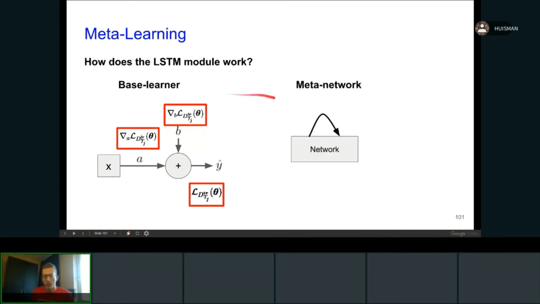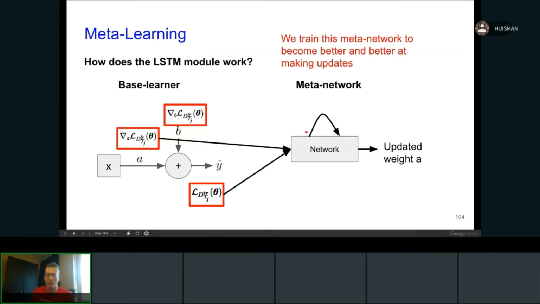We're going to use this meta network to make updates for our parameters A and B. How this works is, if we want to make an update for parameter B, we feed as input to this network the gradient of the loss and also the loss itself. As output, we will get an updated weight B. We do the same thing for weight A, and in this way we have made one update step on the given task. Now you can of course repeat this procedure multiple times if you want to make multiple update steps on a task. And the cool thing is that you can actually train this meta network to become better and better at making updates. By doing this, you try to make it better than something like gradient descent.